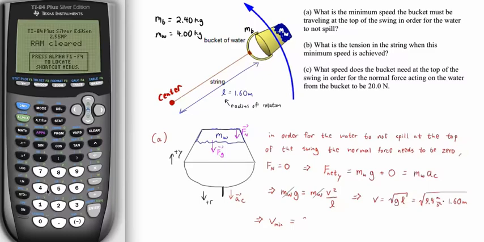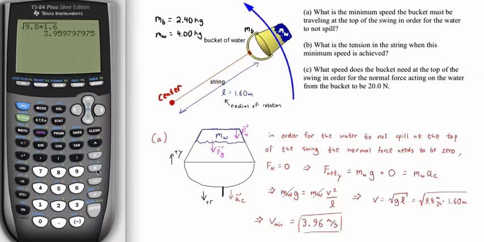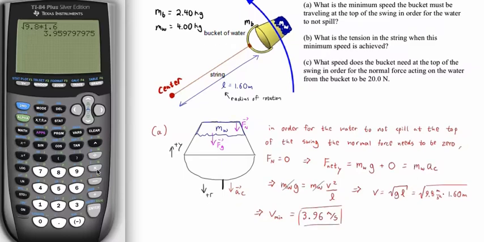Okay, so let's take the square root, and we're going to have 9.8 and then multiply that by 1.6. So all our values are given in 3 sig figs, and in this class we don't let acceleration affect the number of significant figures, so we should have 3 significant figures in our answer, so it should be 3.96. Okay, so 3.96 meters per second. Okay, that's the minimum required velocity.